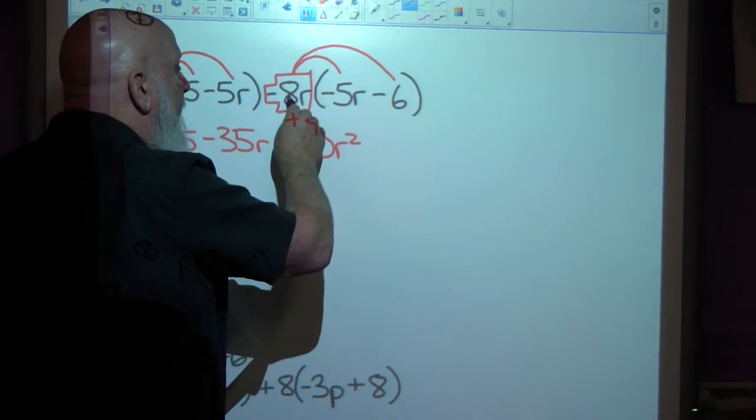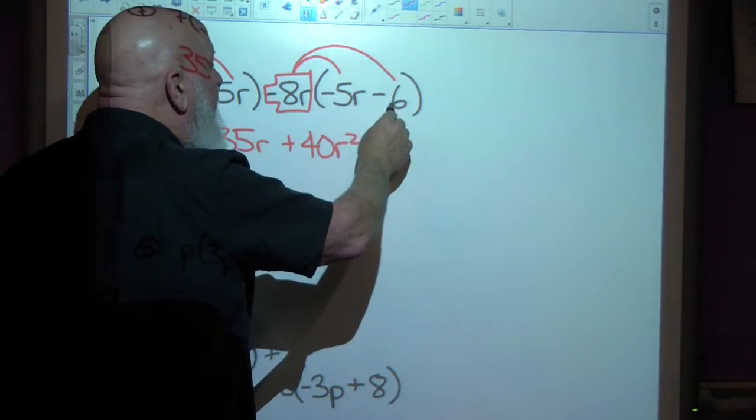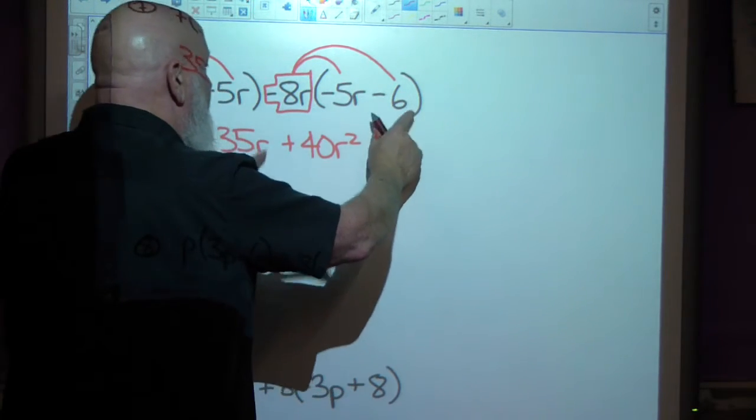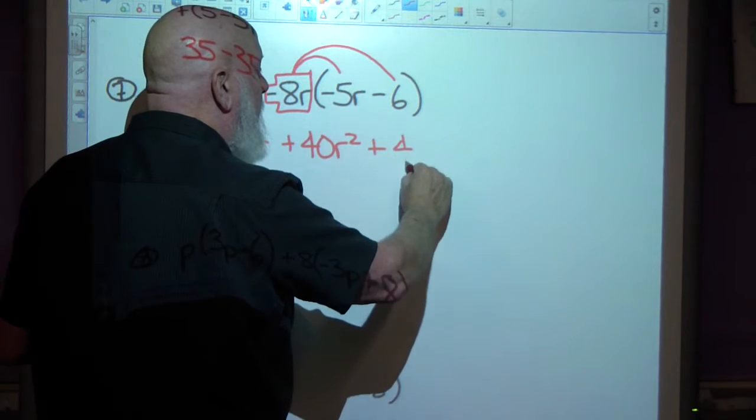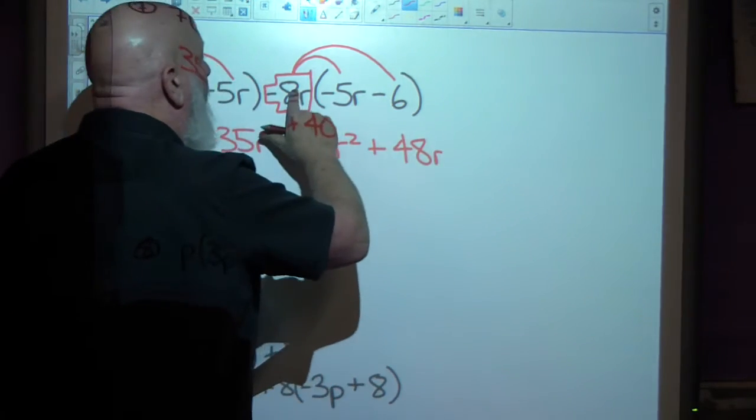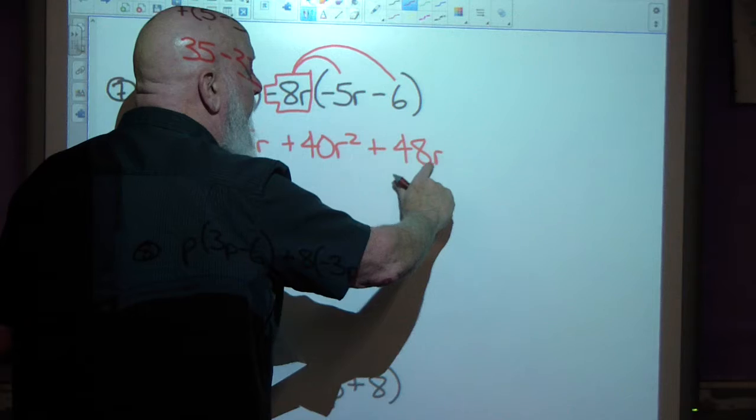Now I'm going to take negative 8r times negative 6. So that would be positive, because negative times negative is positive, 48r. 8 times r times 6, 48r.